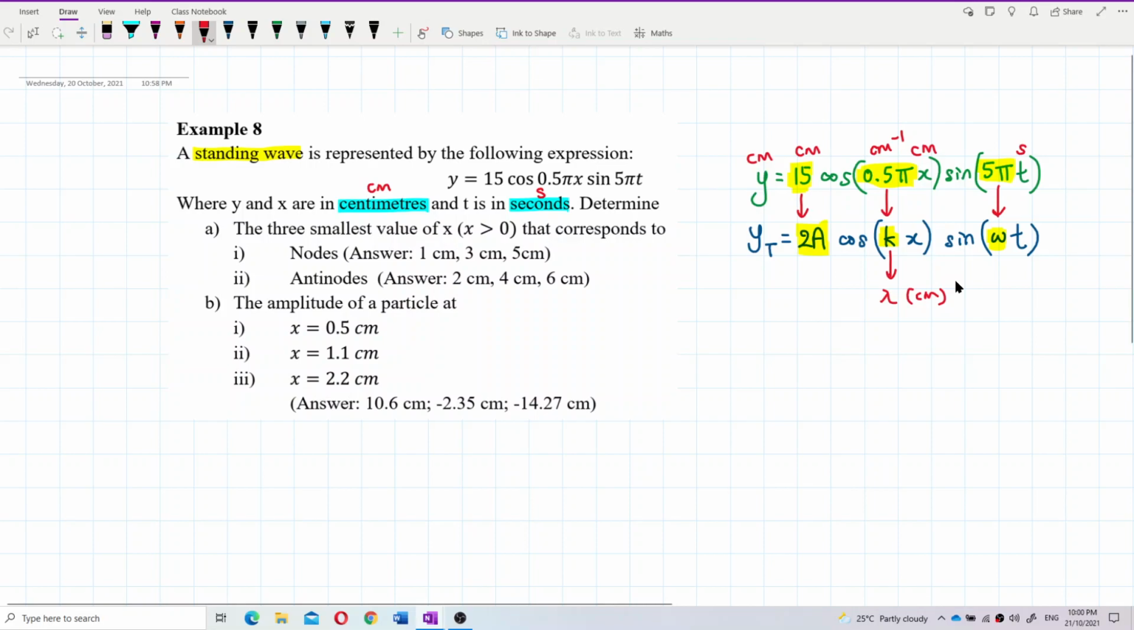The time here is in seconds, so we can say the 5 pi is per second. Since omega is per second, omega can help us find the period, so the period will be in second. This is how we know the units.